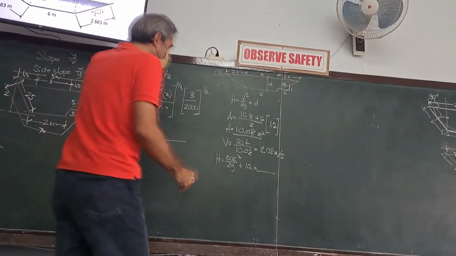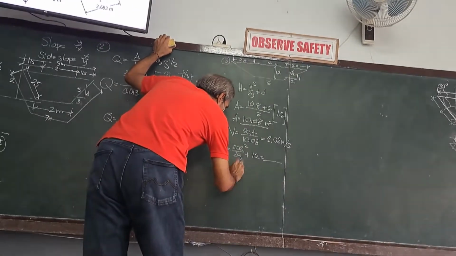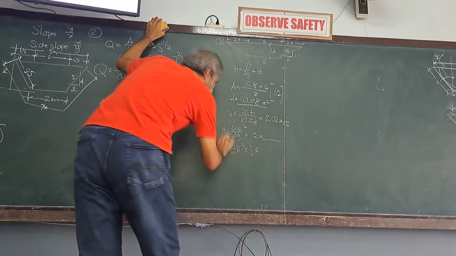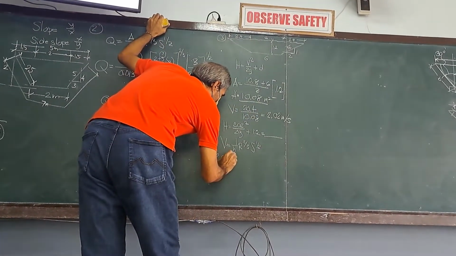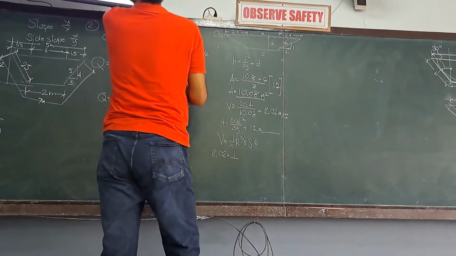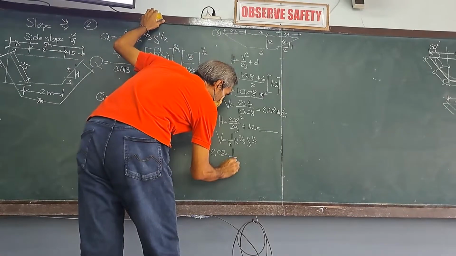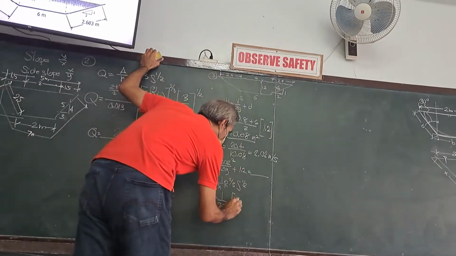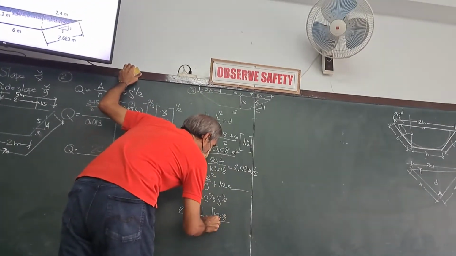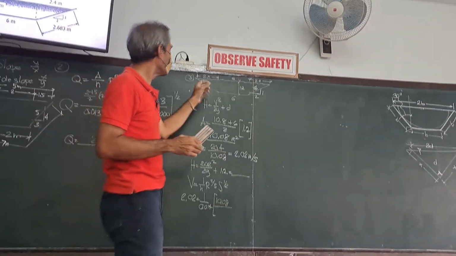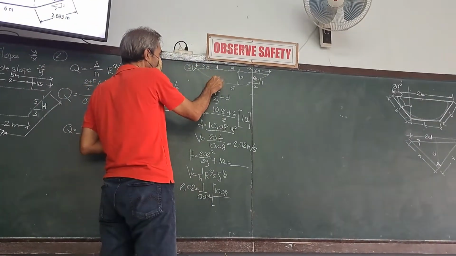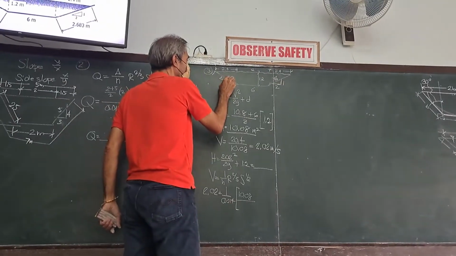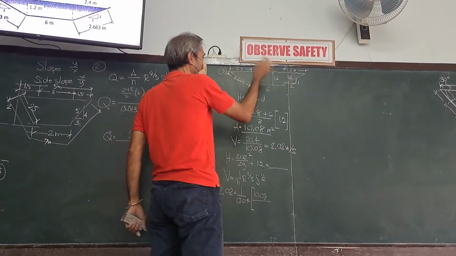Using Manning, V is equal to 1 over n R to the 2 thirds S to the 1 half. Velocity of 2.02, 1 over 0.14, R is the area, 10.08, divided by the wetted perimeter, which is 2.683.